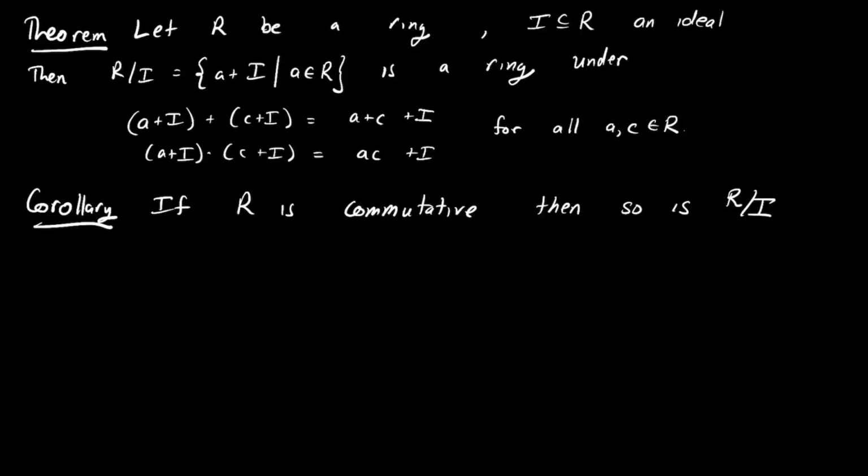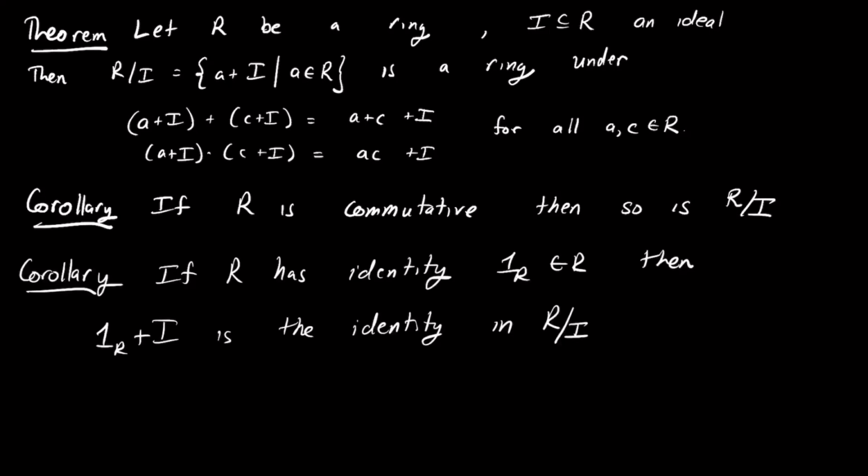And finally, we'll have two quick corollaries. One corollary is that if R is commutative, then R mod I is commutative. So if the original ring is commutative, then the quotient ring becomes commutative as well. And the second corollary is that if R has an identity element, then the coset of the identity element is going to be the identity element of R mod I. So commutative rings stay commutative when we take the quotient, and if R has an identity element, its coset becomes the identity element inside of R mod I.